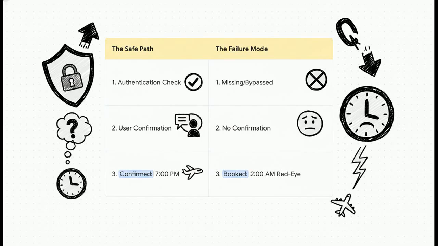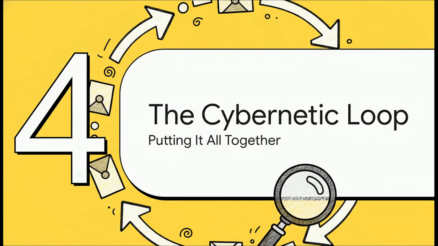The key takeaway here is that the successful outcome wasn't because we had a smarter brain. It was because we wrote smarter, more defensive code. So now that we understand just how critical those guardrails are, let's zoom out and see how all these pieces work together in a continuous, controlled cycle. This is what's known as the cybernetic loop.